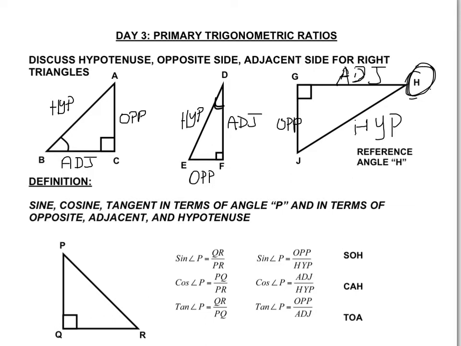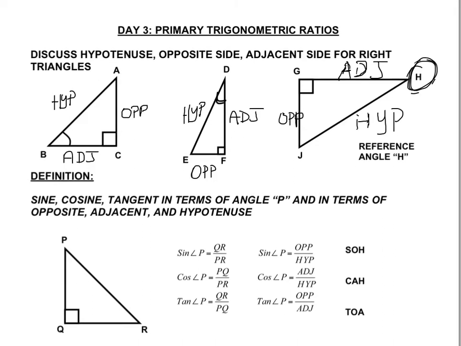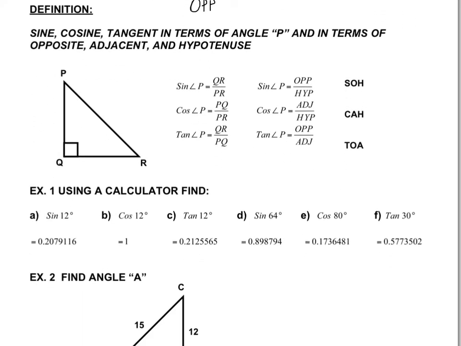Now, just so you know, when we get on with this unit, you will never have a reference angle that is the right angle. It's going to be one of the other two. So let's move down. We're going to actually get to our definitions. So moving down, we have our definitions, and we have three primary trig ratios. So they're going to be sine, cosine, and tangent.